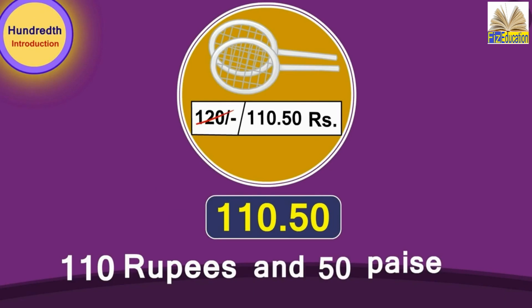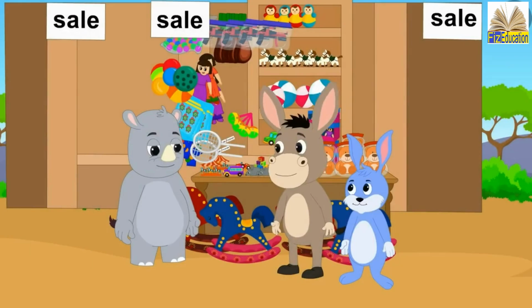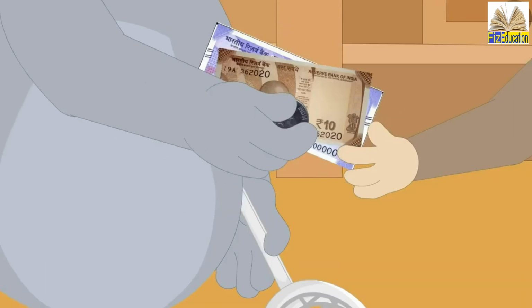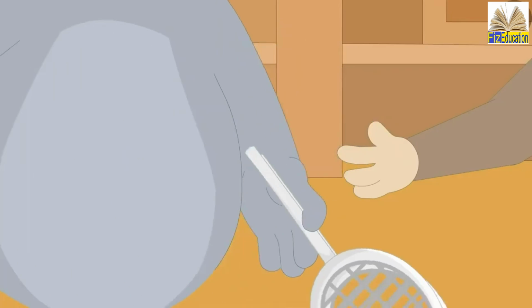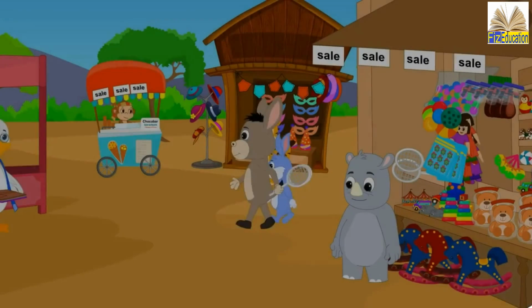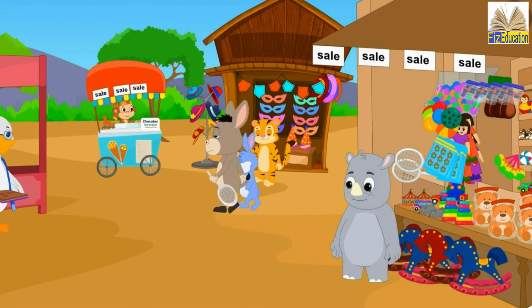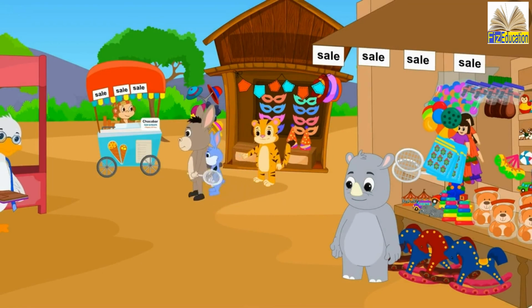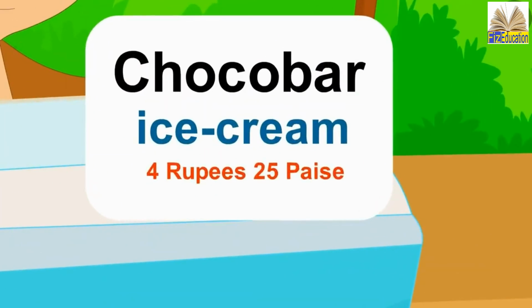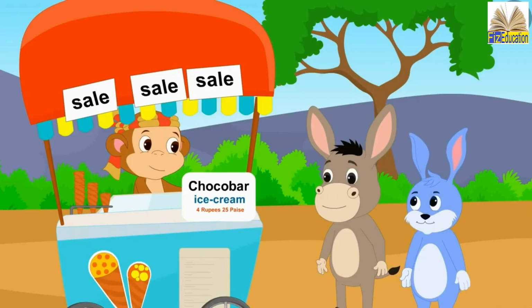Bunny explained to Bhola. Bhola quickly understood. Bhola bought the badminton racket by giving 110 rupees and 50 paise to Gaggu. Now, both of them have come to eat ice cream at Babban's ice cream stall. Chocobar ice cream is being sold at a heavy discount at Babban's stall.